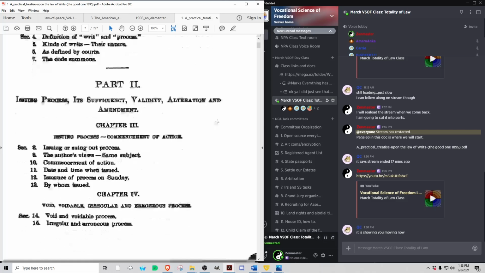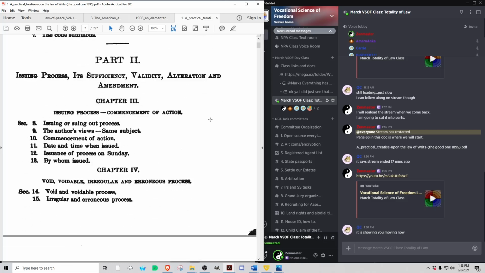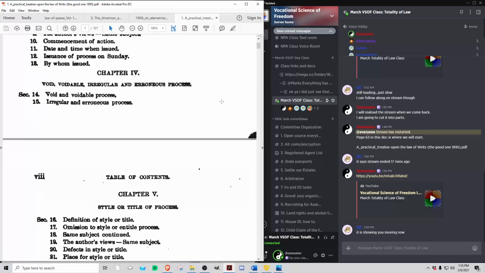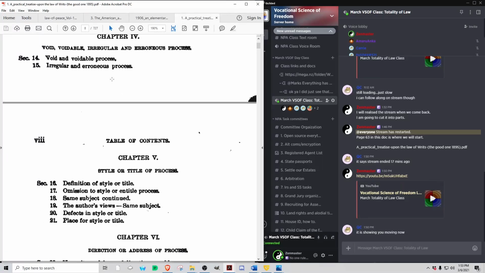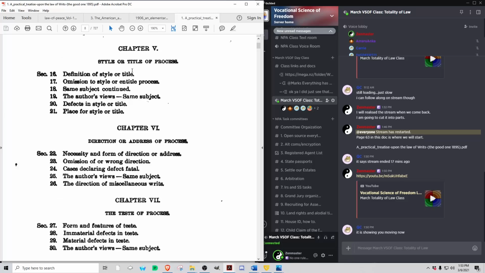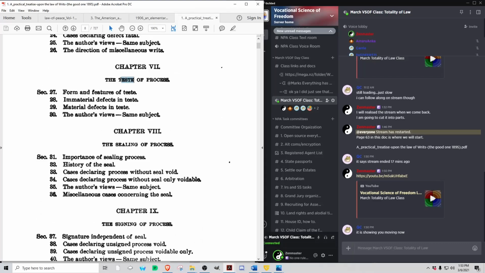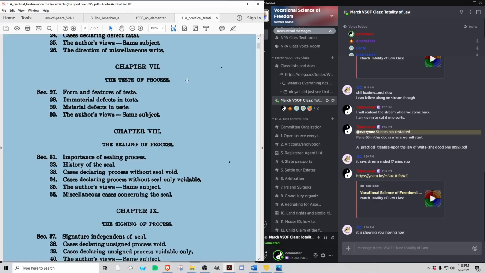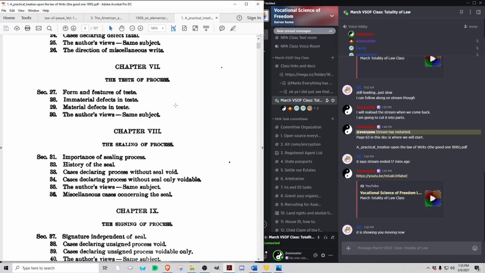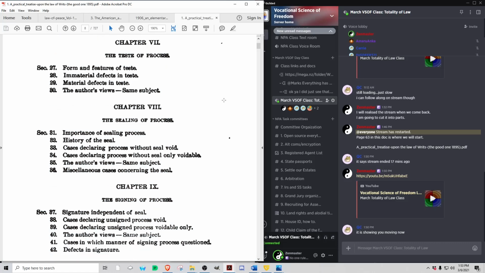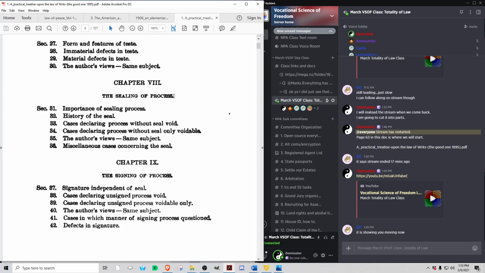But just to go through this, so how do you commence an action? What's irregular, incorrect process? Style or title of process, how you're supposed to serve people and what it's supposed to say. Direction and address. The teste, again, getting back to what we spoke about in part 1 about the etymology of that word. Why it's supposed to be in there, how it's supposed to be in there. The sealing of the process, meaning what? Meaning you're supposed to have your own seal, right?